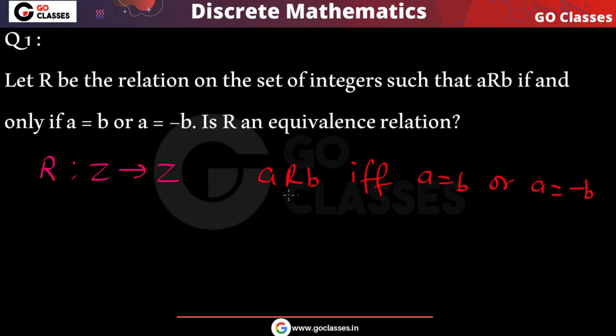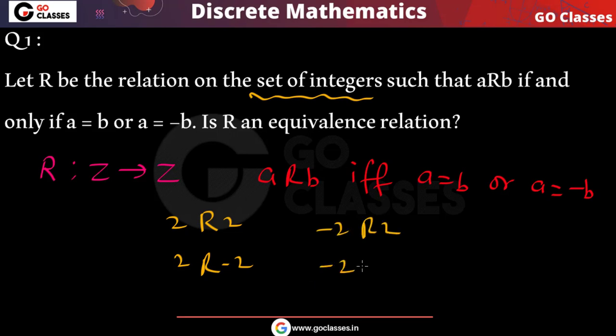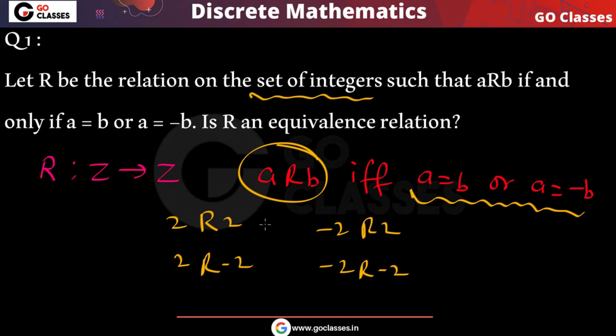What this basically says is that your base set is the set of integers. So this simply says that 2 is related to 2. Also it says 2 is related to minus 2, minus 2 is related to 2, and minus 2 is related to minus 2. So this is what this relation is saying. A is related to B if and only if either A is equal to B or A is equal to minus B. So you can clearly see that these things will happen: 2 related to 2, 2 related to minus 2, minus 2 related to 2, minus 2 related to minus 2.